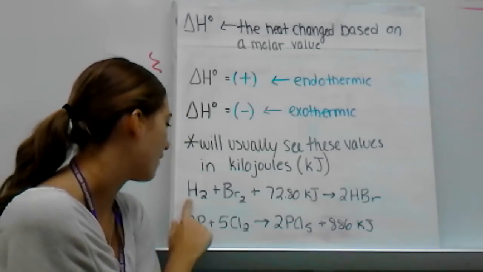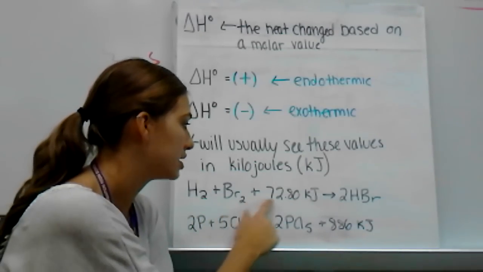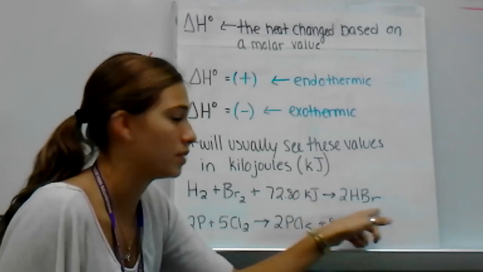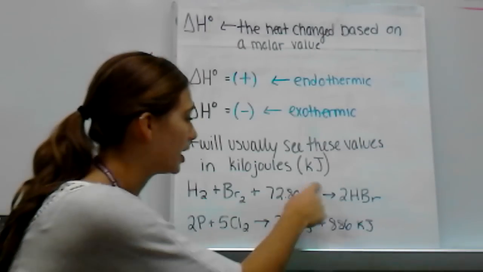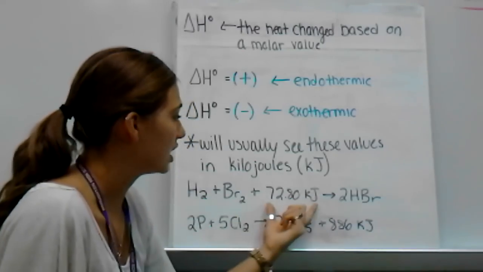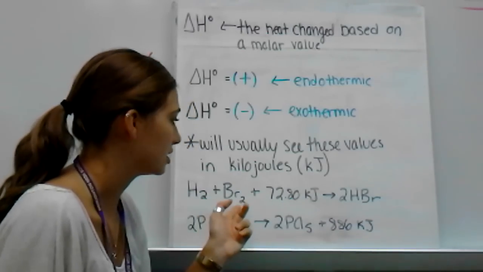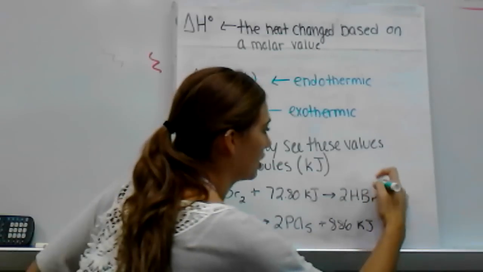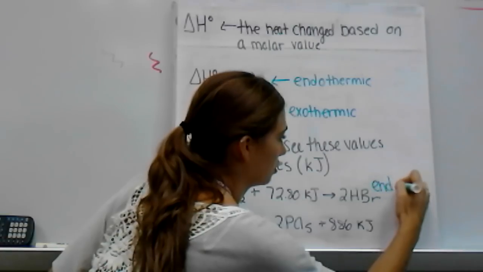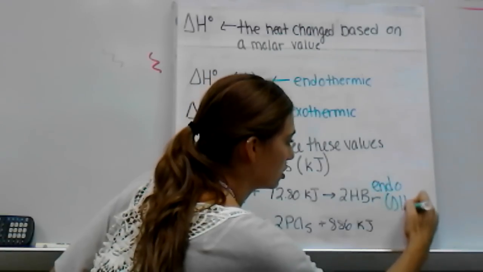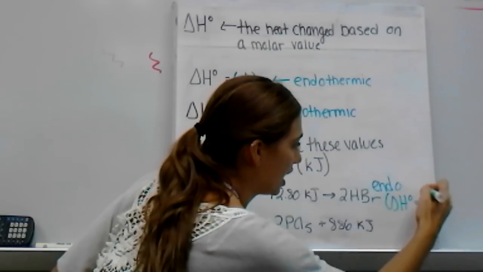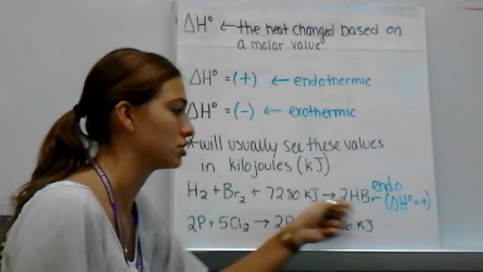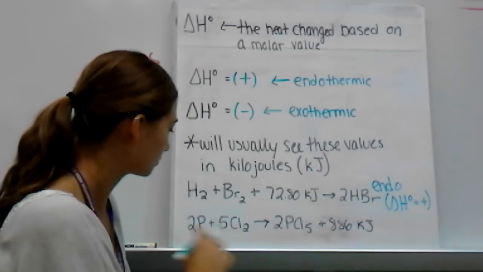For example, here we have H2 plus Br2 plus 72.80 kilojoules goes to 2 HBr. Here, we're saying that this heat amount is being added to the reactants. When that is the case, this is going to be an endothermic reaction, meaning that delta H is going to be positive. It's being added to the reactants, so that means our products have more energy than our reactants did.